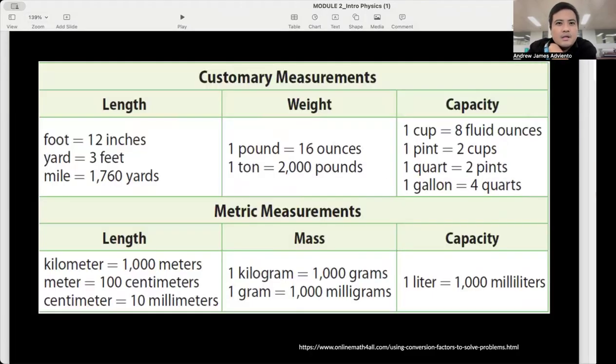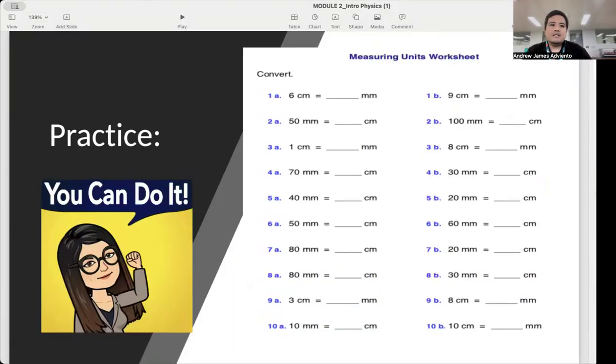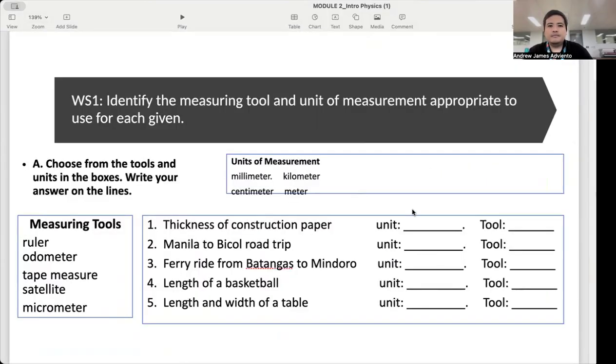Okay, I would like you to take a look at this, converting units. The goal is to cancel out the old unit and replace it with the desired unit. Let's have a trial of that. You can see in here. And then let's have this word problem.